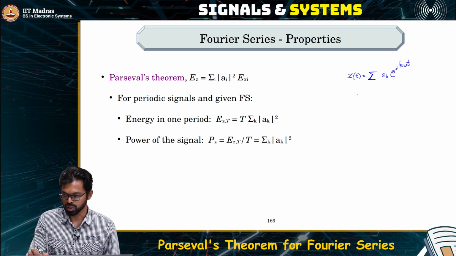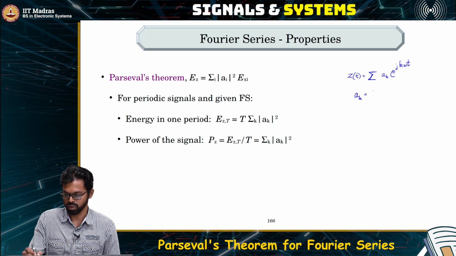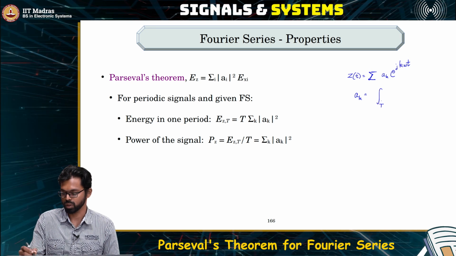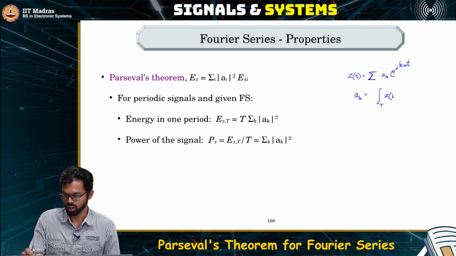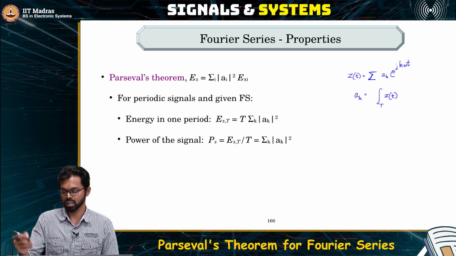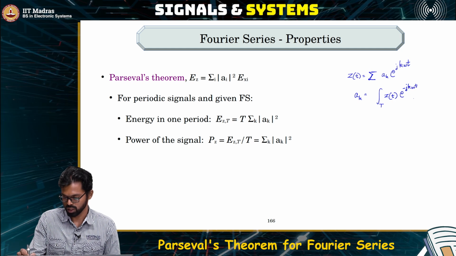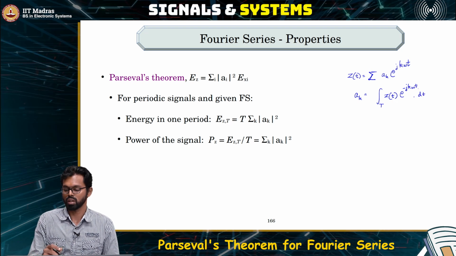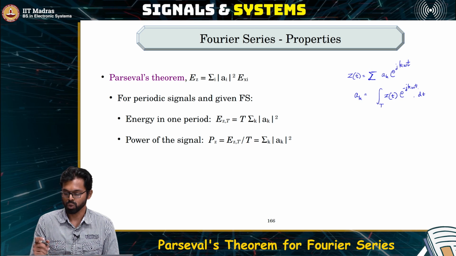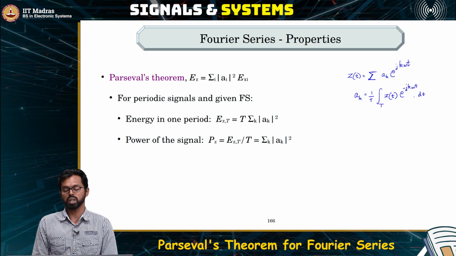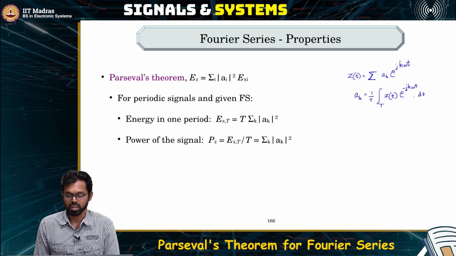And how do we compute these coefficients? The coefficients are computed simply by taking the inner product over one period. Basically you project the sinusoid onto the given signal, and this projection is done over one period, and then you normalize by the power of the sinusoid in that one period. So this is the Fourier series representation.